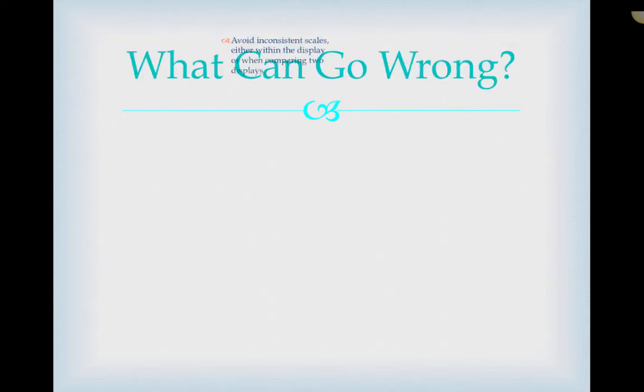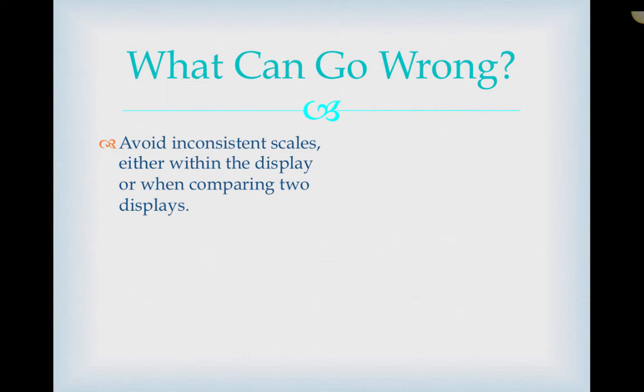Many things can go wrong when you're comparing data. The first thing you want to do is to avoid inconsistent scales, either within the display or when comparing two displays. If you just have the one display, the inconsistency in scale is that your increments are not staying the same. So you have to make sure you keep your increments of scale the same. If you're counting by twos, you always count by twos. When you're comparing two displays, this often happens with histograms. You want to make sure that the bin widths in histograms are the same when you're comparing two different sets of data. It makes it easier to compare actual centers and actual spreads in those situations.